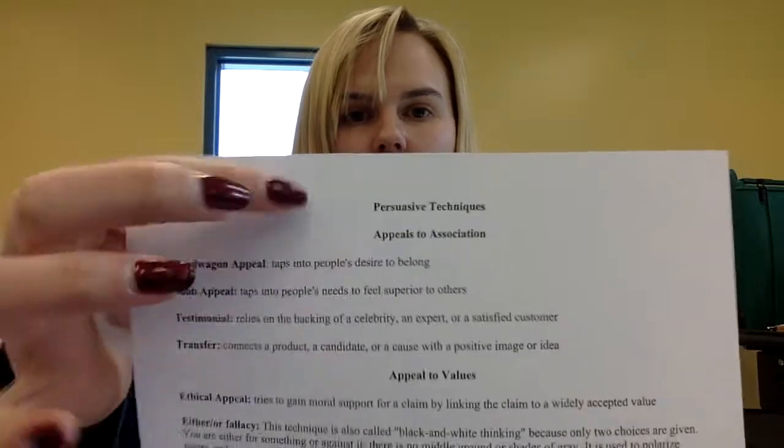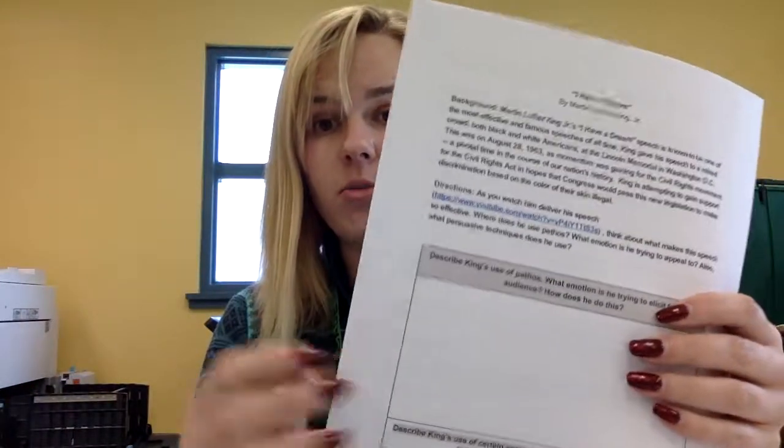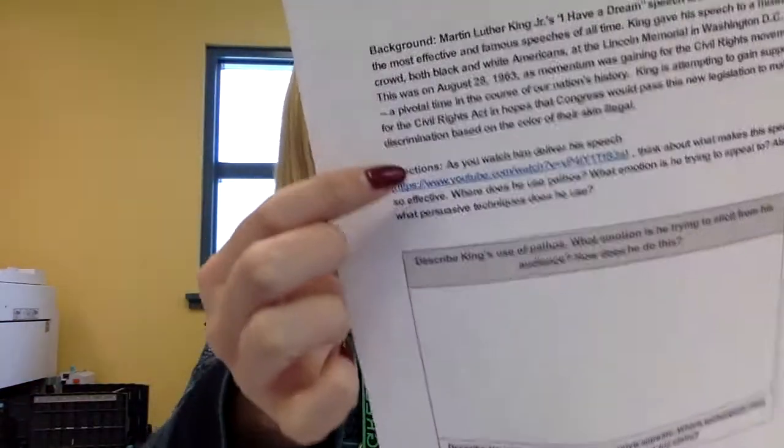You have a couple documents you need. You need this document right here, which I gave you yesterday, which has the persuasive techniques on it. And then this document is in Google Classroom. It is attached to this assignment, and it's the I Have a Dream assignment. You're going to be listening to Martin Luther King's I Have a Dream speech. I have a link right here that you're going to click on. Obviously, yours is on a computer, not a piece of paper, so click on the link on your document.